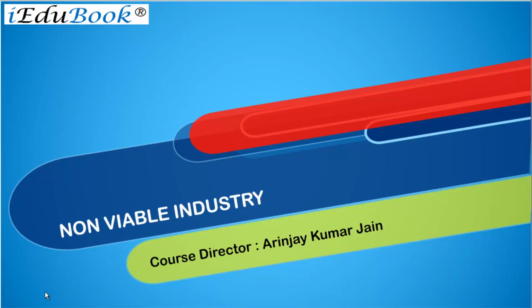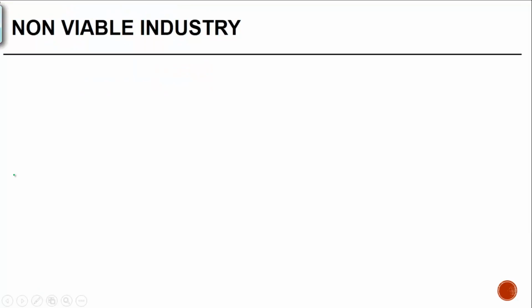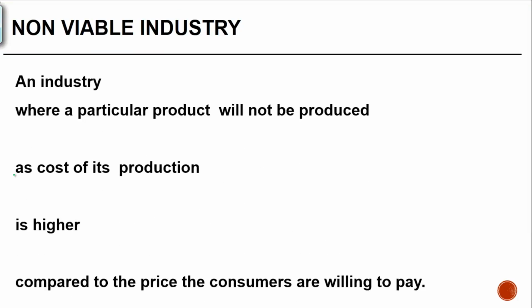Let us now look at what a non-viable industry is. Generally speaking, a non-viable industry is an industry where a particular product will not be produced at the cost of its production. Why? Because the cost of production is higher compared to the price the consumers are willing to pay. Now, this is an interesting concept.